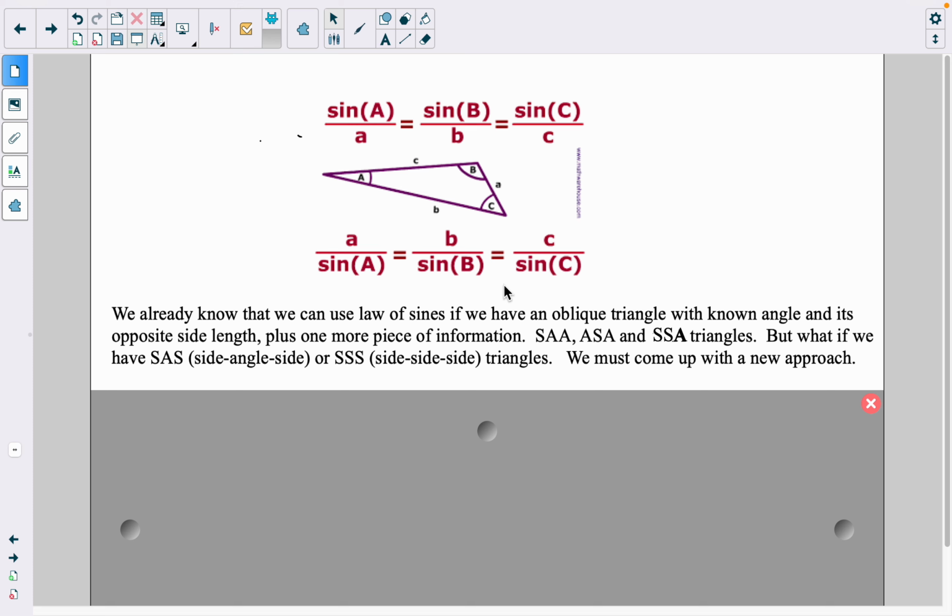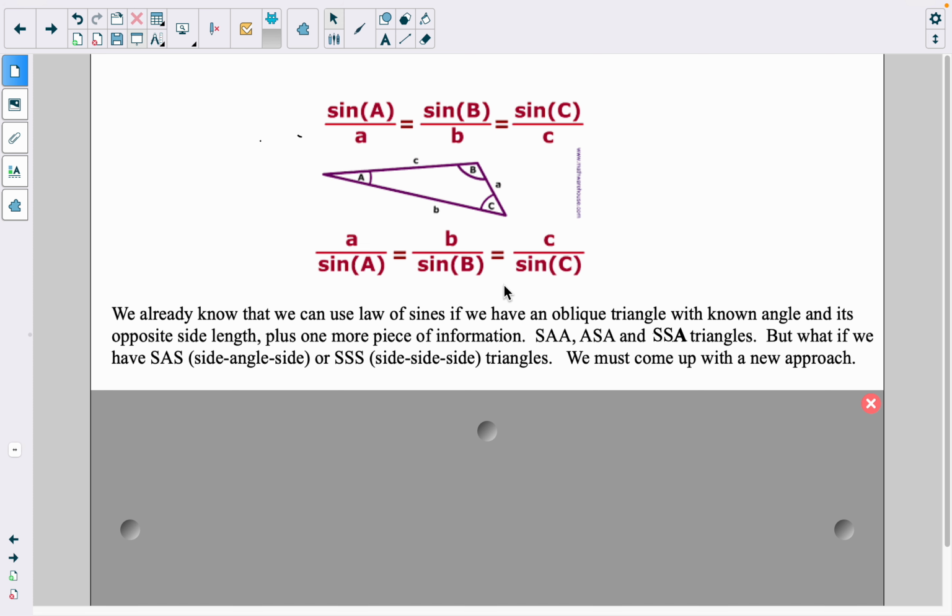We already know that we can use the law of sines if we have an oblique triangle, meaning a non-right triangle. If we have a known angle and its opposite side length, and then one more piece of information. So the triangles that we could use would be our side angle, our angle side angle, where the side's included between the two angles, and then side angle, which would then result in possibly the ambiguous case where you could have one triangle, two triangles, or no triangles.